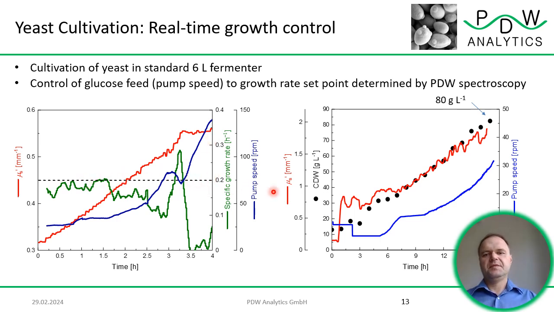is achieved. And if this is executed, we can see a nonlinear feeding protocol here for the glucose pump, and then based on this optimal growth, we reach here 80 gram per liter of yeast in the standard fermenter, in comparison to the cell dry weight of this suspension.